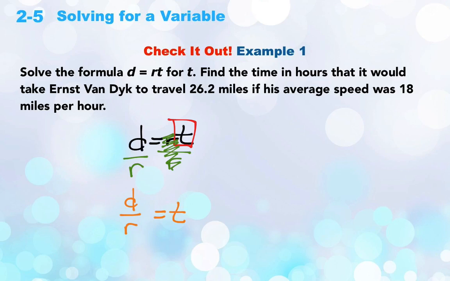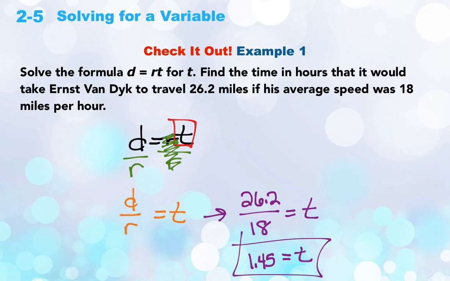But here we're trying to find the time, so let's substitute some values in: 26.2 miles divided by our rate of speed, which is 18 miles per hour, and that's going to give me the time. So I'm just going to pull out my calculator and divide 26.2 by 18, and I'm going to get 1.45. So 1.45, almost an hour and a half for my time. Okay, so that's how that works.